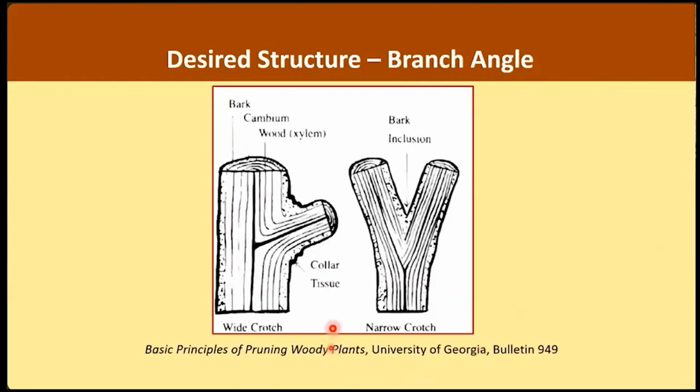Branch angle, where the branches come together and the angle of their connection, is another important factor. The example on the left shows about a 45-degree angle, and that gives us a strong connection, 45 degrees or wider. When we have a narrow angle, like the example on the right, it's a weaker connection. And another problem in a narrow angle is the bark of these two adjoining branches often get pressed in the middle, where the connection of wood is supposed to be.